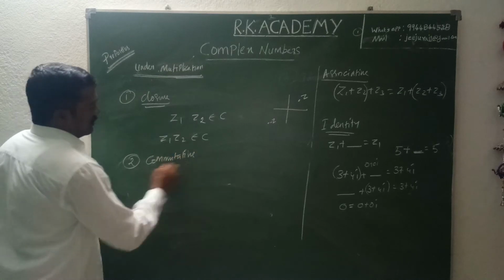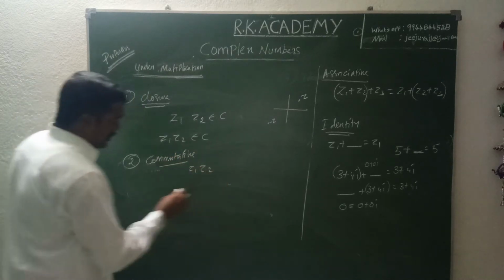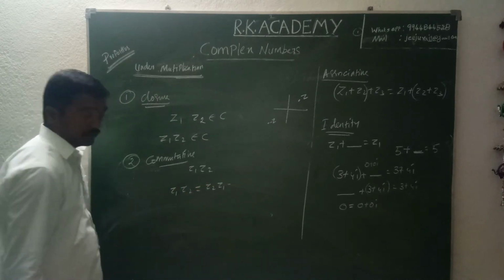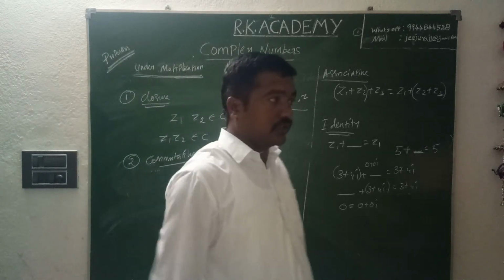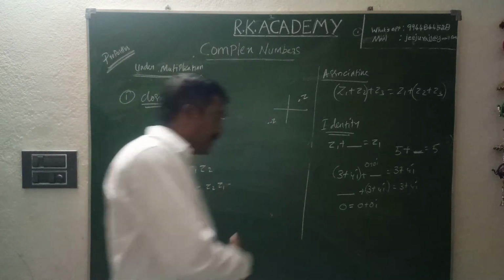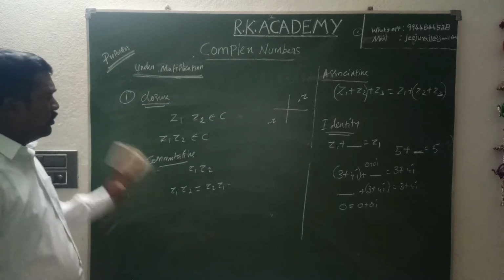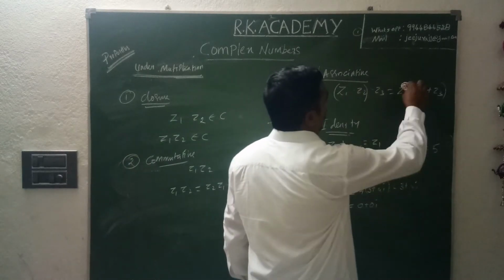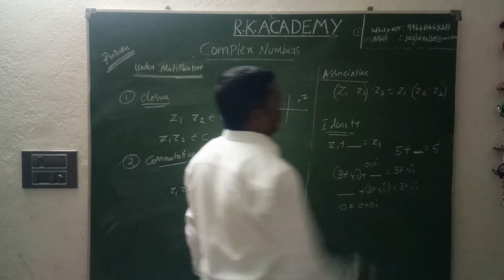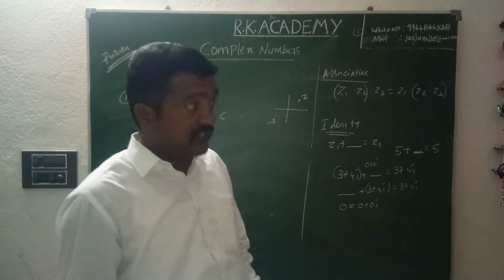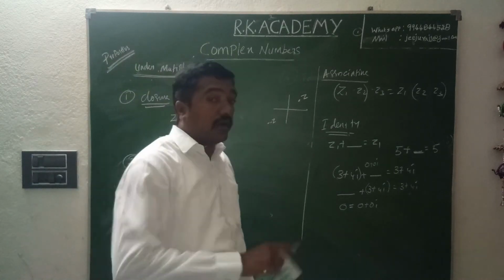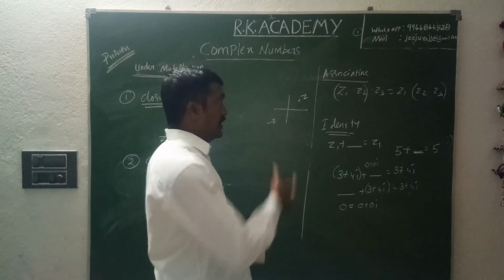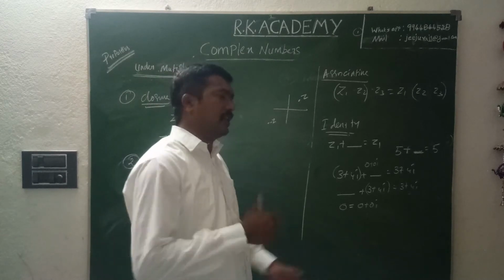In the same manner, we are taking 2 complex numbers. Z1 into Z2 is equal to Z2 into Z1. So both are the same. In addition also, commutative is true. Under multiplication, it is also true. The next one, associative. Here we are taking the product. Z1 into Z2 Z3 is equal to Z1 Z2 into Z3. So it will be satisfied. If you want to know, just take some 3 complex numbers and multiply them.